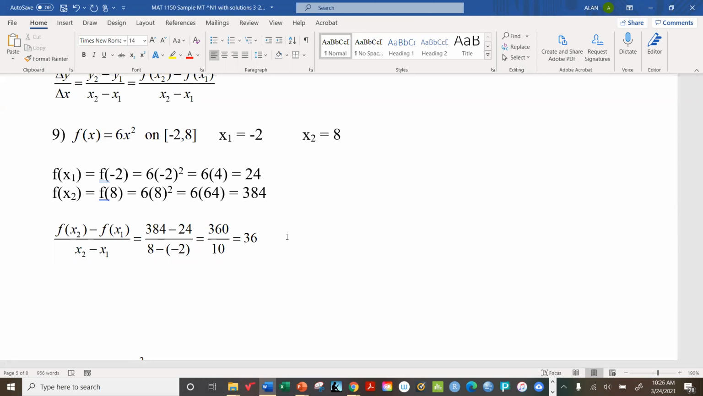Now that discussion will come up again in one of the last chapters in the book, the average rate of change. We're going to see a much more formal way of doing that. But here you can see that literally all you're doing is calculating the change in the y's relative to the changes in the x's.